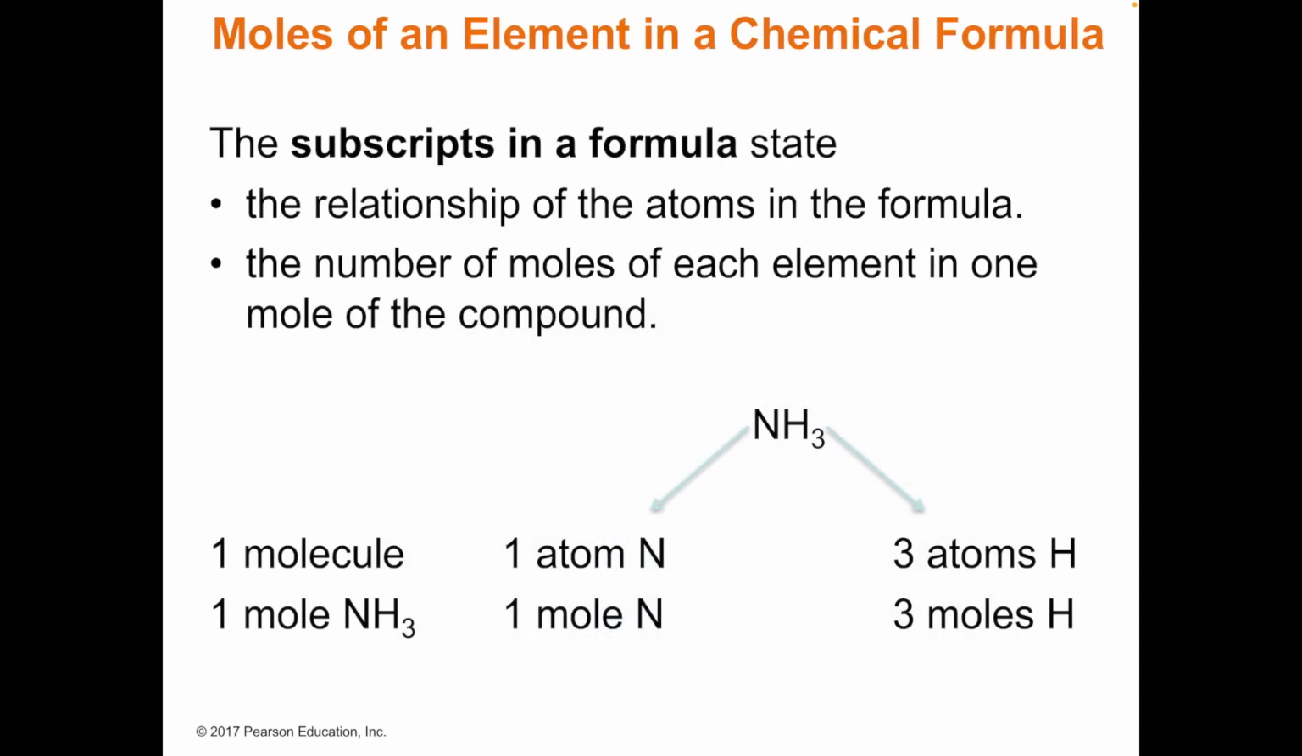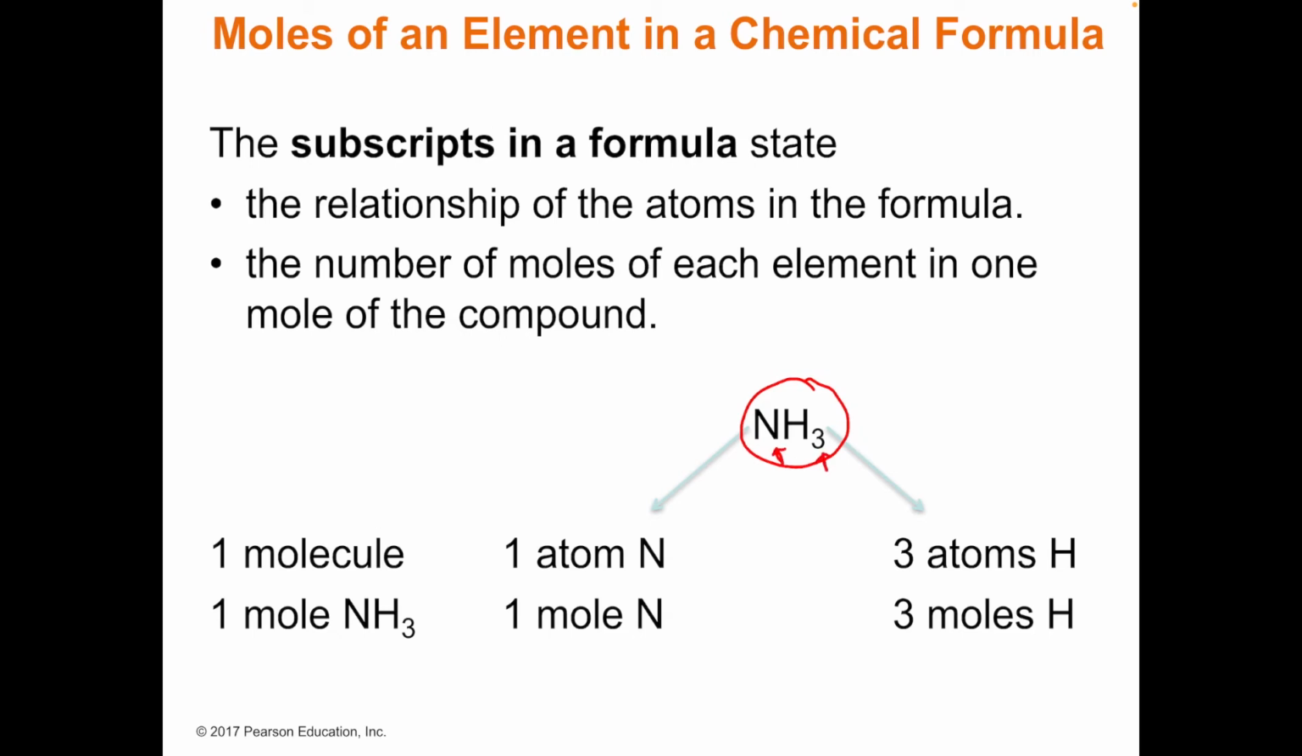Okay, so another way that we can do conversions is we can use the subscripts in a formula to convert between moles of a molecule and moles of an atom in that molecule. So in NH3, nitrogen trihydride, also known as ammonia, we have 1 nitrogen, because there's an imaginary 1 here, and we have 3 hydrogens.